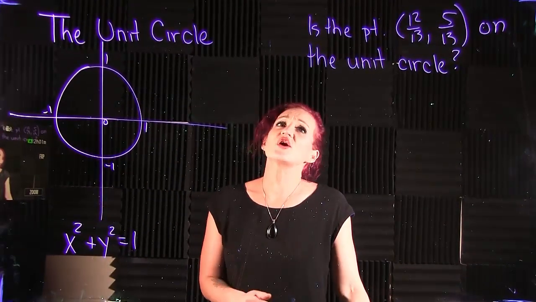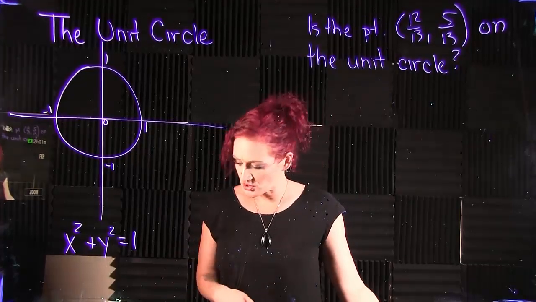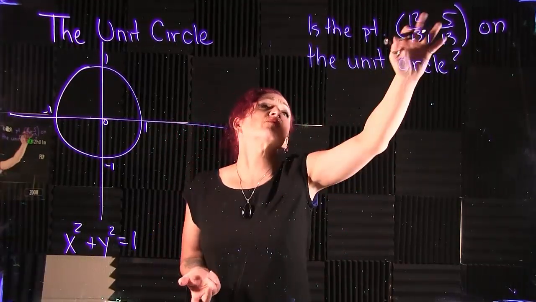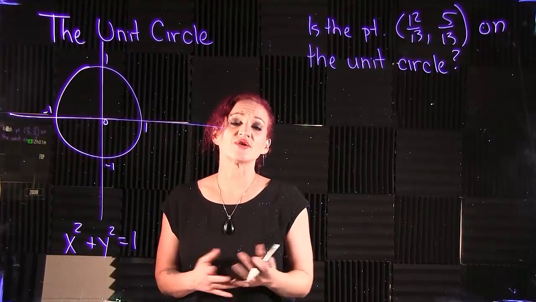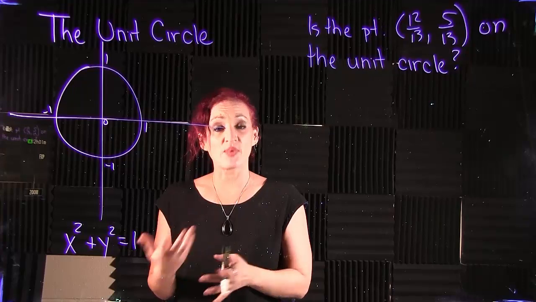For this video, we're going to focus on determining if a given point is on a unit circle, or maybe if we're given a point that's missing an x or a y value, figuring out what that x or y value must be in order to make it a point on a unit circle.